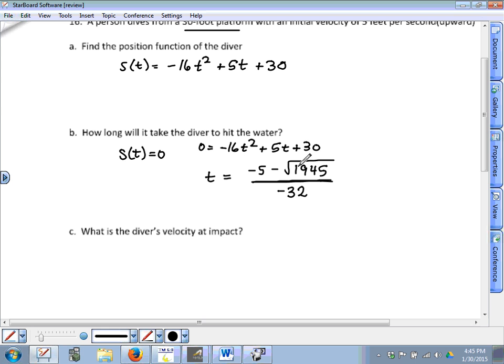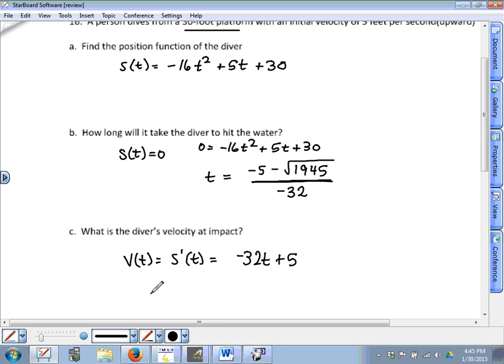And this is when the diver hits the water. This is how long it takes. Now, the diver's velocity at impact. The velocity function is the derivative of the position function, so that's going to be negative 32t plus 5.